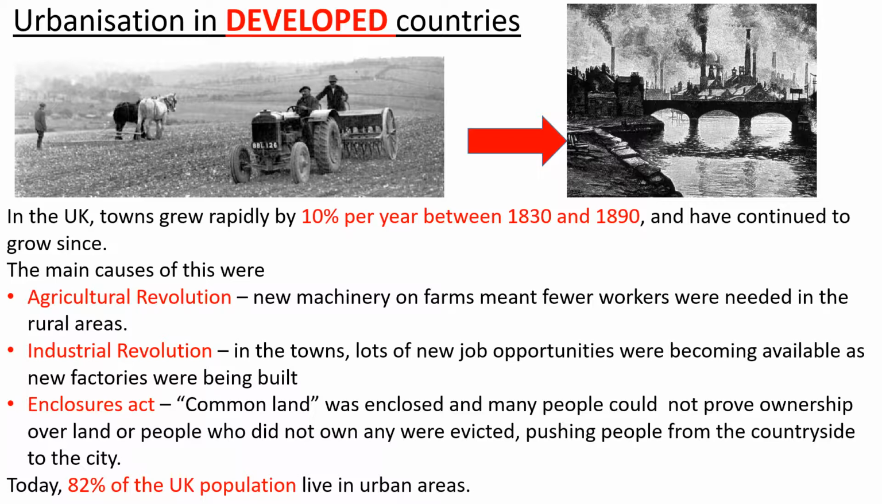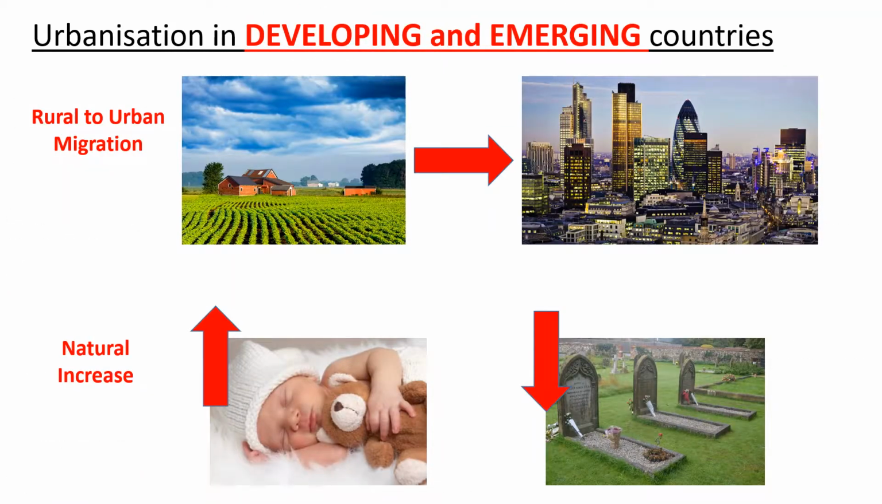And as a result of these three main reasons, and we'll have a look at maybe a couple more other reasons why the UK in particular urbanised in different areas, now 82% of the UK live in urban areas, so about 4 out of every 5 people live in urban areas in the UK. Now, the reasons are slightly different in developing and emerging countries. Remember, developing and emerging is the one term we use when we're talking about our case studies.